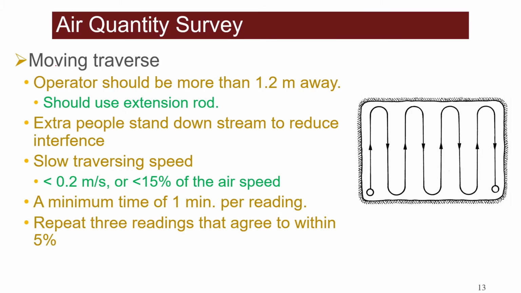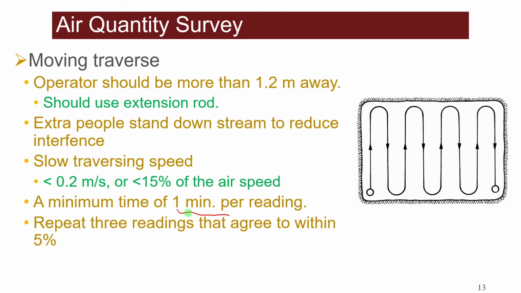On this slide, I want to summarize the key points when performing the moving traverse survey. Firstly, the operator should be more than 1 meter away from the anemometer. Thus, we always use an extension rod. If we have more people standing in the airway, these people should stand downstream to reduce measurement interference. And we should use a slow traversing speed, less than 0.2 meter per second or less than 15% of the airspeed. The time used for the moving traverse has to be more than 1 minute.